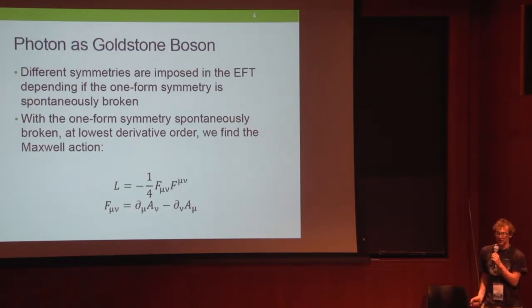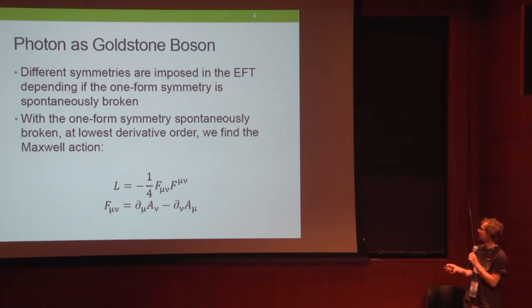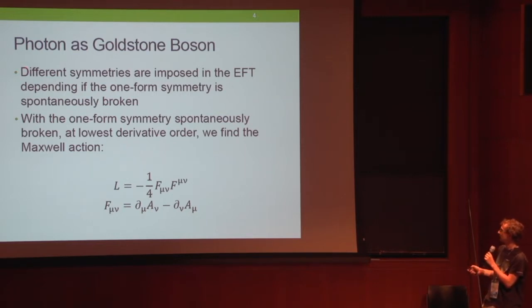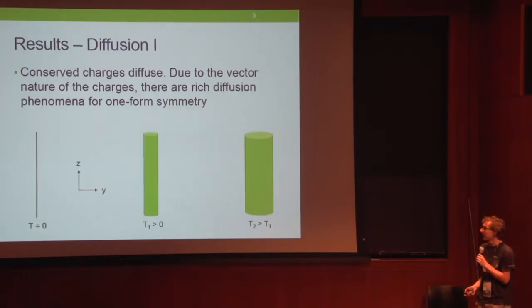And so the first thing that I'll mention is something that sort of supports the story of the photon as the Goldstone boson. So in the effective field theory, we'd apply different symmetries depending on whether or not this one-form symmetry is spontaneously broken. And in the case that we do spontaneously break this symmetry, at lowest order, we find exactly this Maxwell action. And this is providing some evidence for the photon as the Goldstone boson of this broken symmetry. And then in the case that the symmetry is preserved, we always see these conserved quantities diffusing. And there's a lot of interesting diffusion phenomena that happen because of the vector nature of this charge.